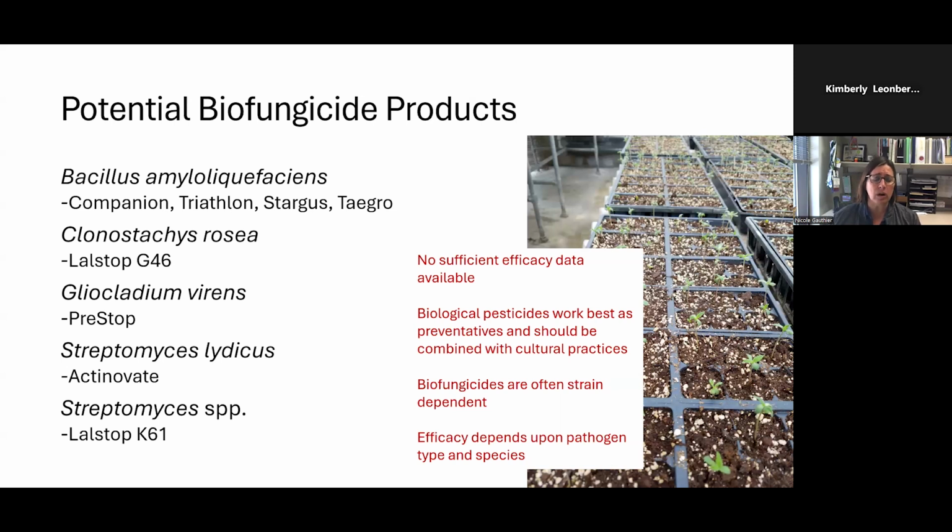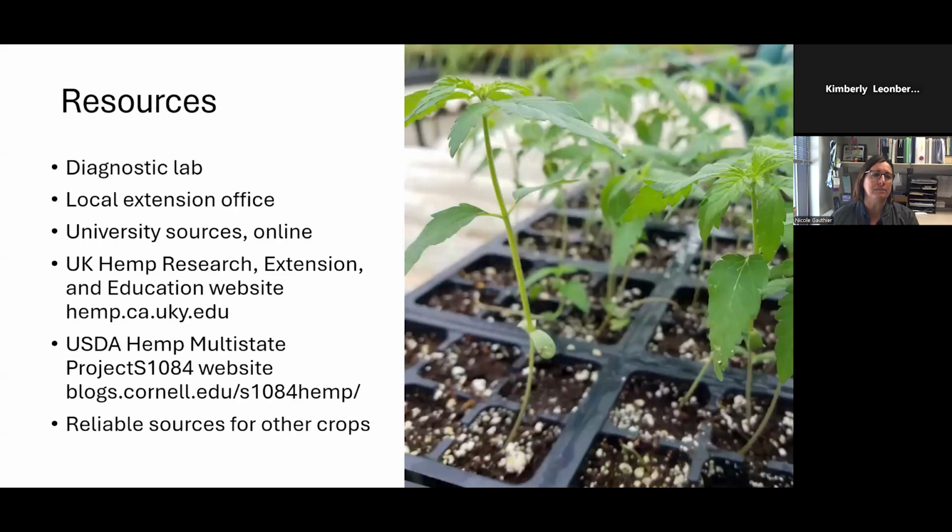Biological pesticides work as preventatives, so we should always begin preventative programs. Don't wait until disease pops up, and combine these with the cultural practices that I discussed in the last slide. Remember too that biological pesticides, biofungicides, are strain dependent. So a Bacillus is not a Bacillus is not a Bacillus. Take that into consideration. And then, of course, the efficacy will depend on the type of pathogen: which of the Pythium species, which of the Fusarium species? That will make a really big difference.